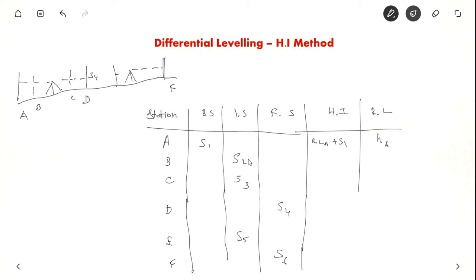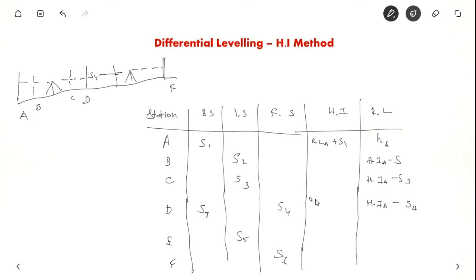If you want to know the reduced level of B, it is nothing but height of instrument at A minus S2. At C it is height of instrument of A minus S3. And similarly at point D it is nothing but height of instrument of A minus S4. You have changed the instrument here, so you need to have another back side also. I am denoting that as S7.